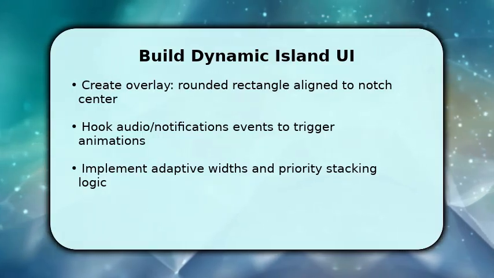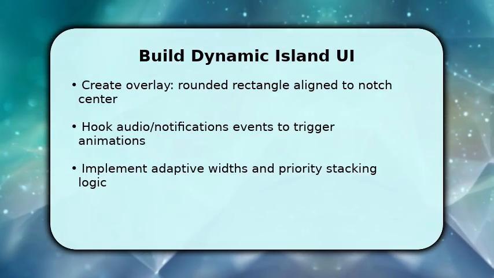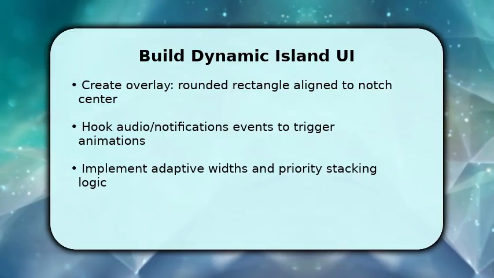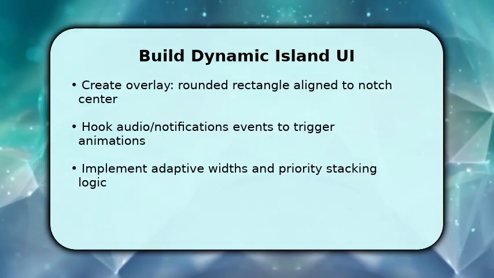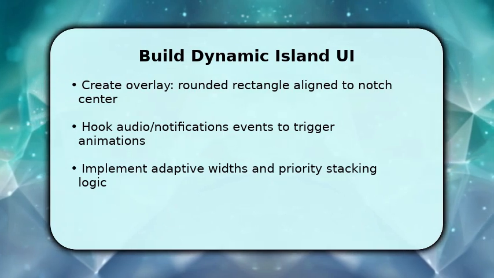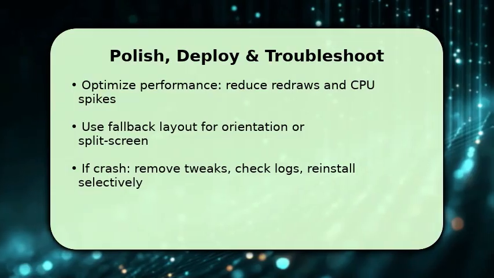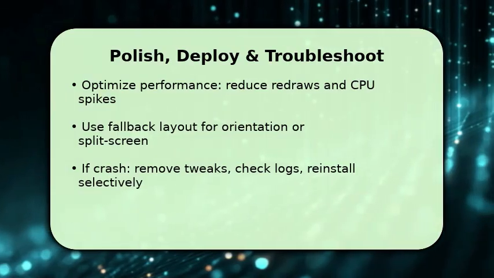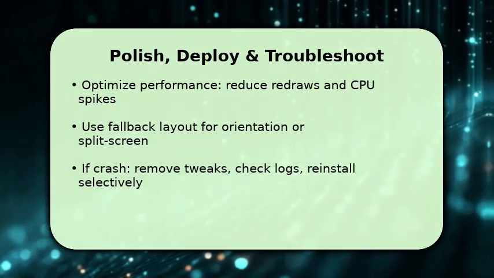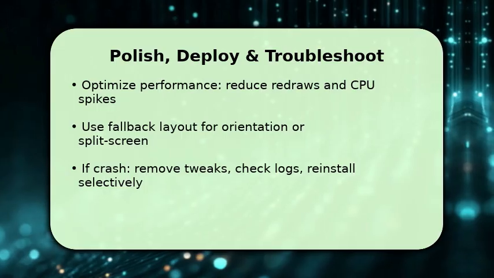Also implement stacking rules so high-priority alerts replace lower ones. Test responsiveness with simulated events and tune safe area and touch pass-through so core gestures still work. You finish by polishing visuals and performance: lower frame costs, pre-compute assets, and limit refresh to active intervals. Then package the tweak and enable it on boot.